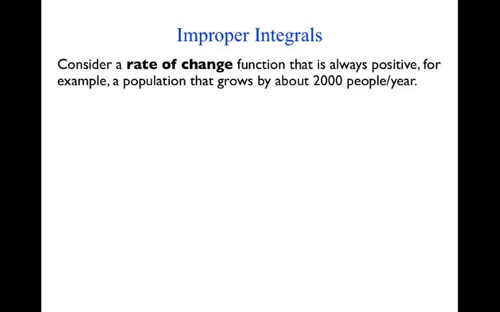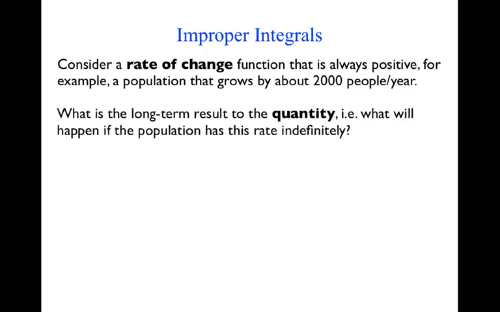Improper integrals. So consider a rate of change function that is always positive. For example, a population that grows by about 2,000 people per year. What is the long-term result to the quantity, in this case population? What will happen if the population has this rate indefinitely? So we have a rate of change of population growing at 2,000 people per year. What will happen to that population in the long term?